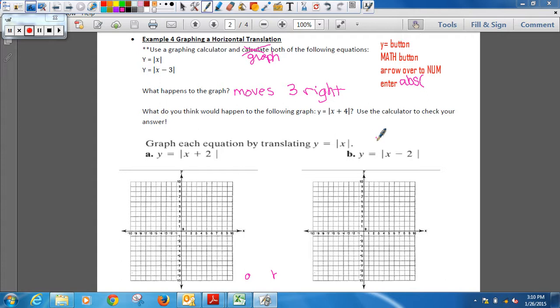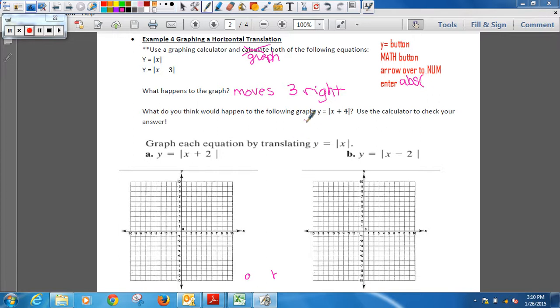So in the first one, I'm going to enter X, and then I'm going to close my parentheses. The bottom one, I'm going to do the same math, go over to number. I hit enter for ABS. This one I enter in X minus 3, close my parentheses, and now I can graph it. And now that I'm looking at it, it moved it 3 to the right.